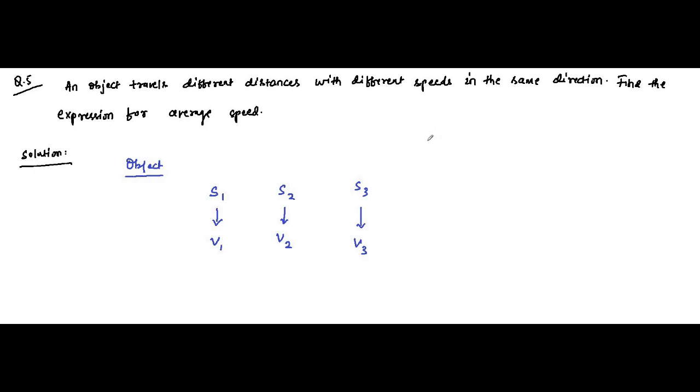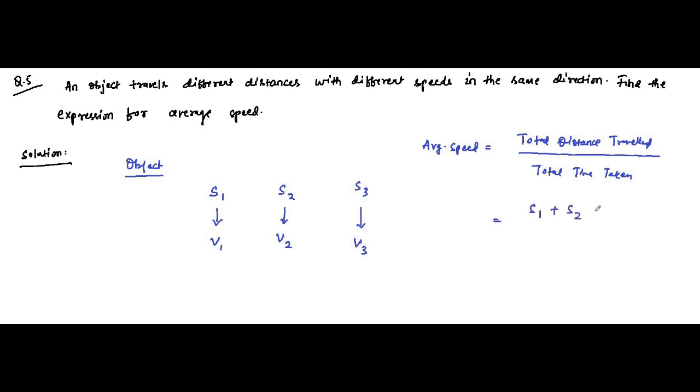Now we know the expression of average speed is given as the total distance traveled by total time taken. So here the total distance is S1 plus S2 plus S3. This is the total distance. They are all unequal, but this is the total distance covered by the object.